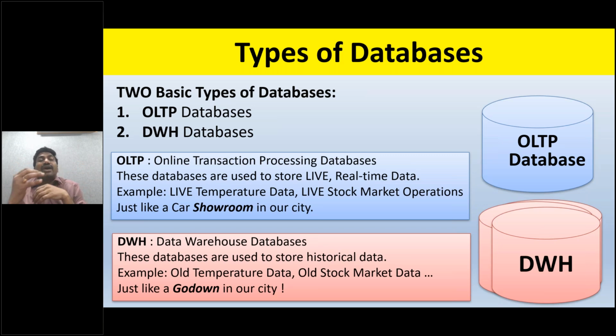Then comes the data warehouse to store old historical data, inactive data, like old temperature data, old stock market operations. Just like showroom is OLTP, the godown is a warehouse. Spark is mainly meant for data warehouse technology. Remember, part of our classes, our actual course is data warehouse: Spark, open source data warehousing technology, Synapse, Microsoft data warehouse technology.